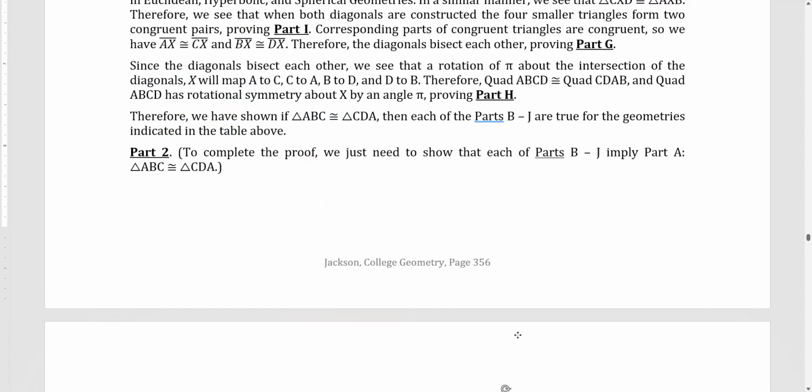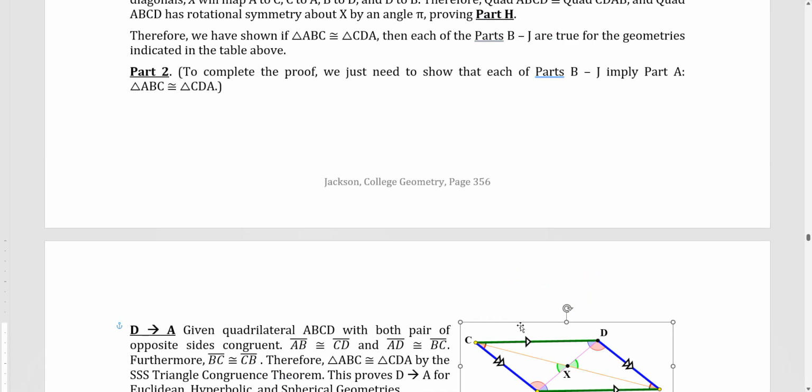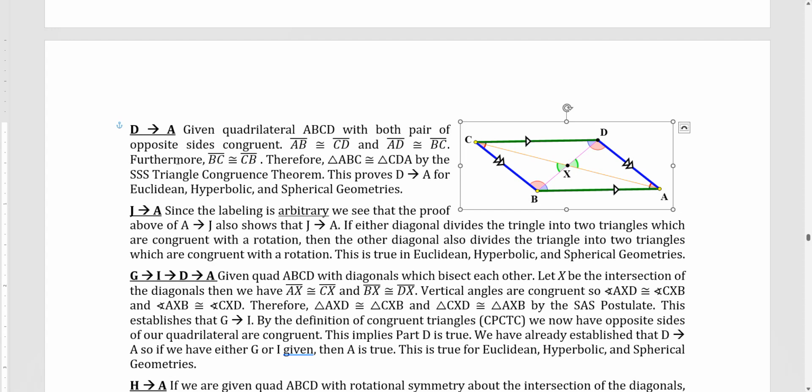Let me just pull this down here for reference. Okay, so we just need to show that each one of them implies J. So D implies A. D was given a quadrilateral ABCD with both pairs of opposite sides congruent. So we have opposite sides congruent. Take either one of the diagonals alone. You've got enough to use side, side, side, and prove that D implies A. That works in Euclidean, hyperbolic, and spherical geometry.